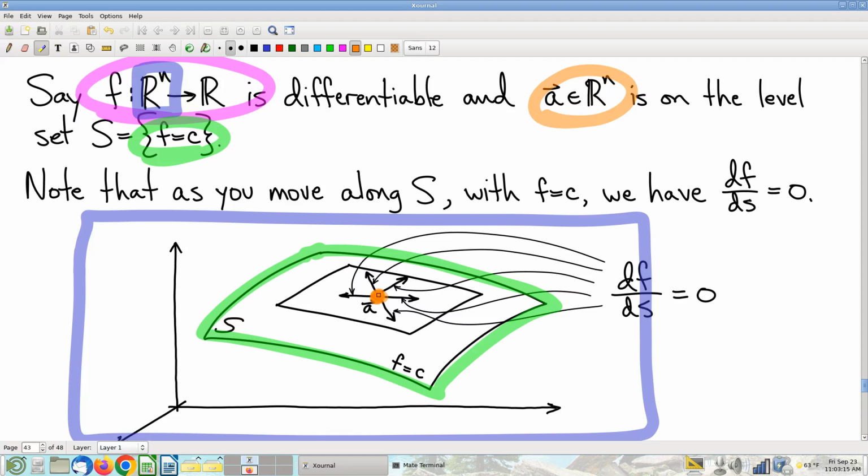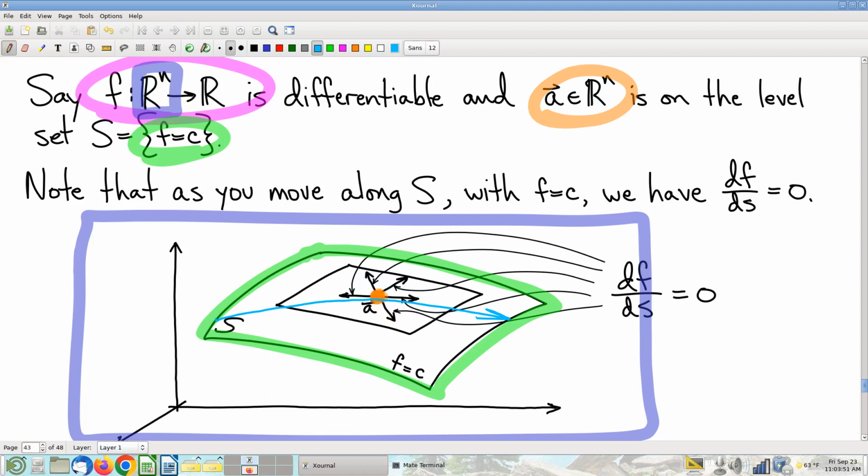Okay, so here's the innocent observation I'm going to make. If I were to move along the level set, now I'm trying to draw that to be entirely on this level set, f equals c, then as I move along the level set, f remains constant. That's the whole point of this set. This is the set where f is always that same constant.